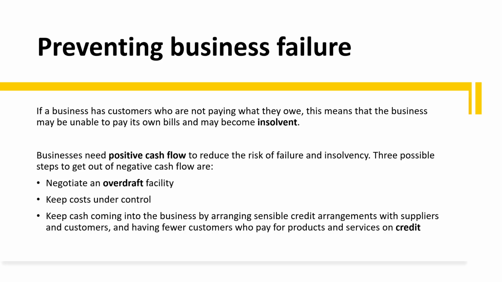Three possible steps to get out of a negative cash flow are to negotiate an overdraft facility, to keep costs under control, and to keep cash coming into the business by arranging sensible credit arrangements with suppliers and customers, and having fewer customers who pay for products and services on credit.